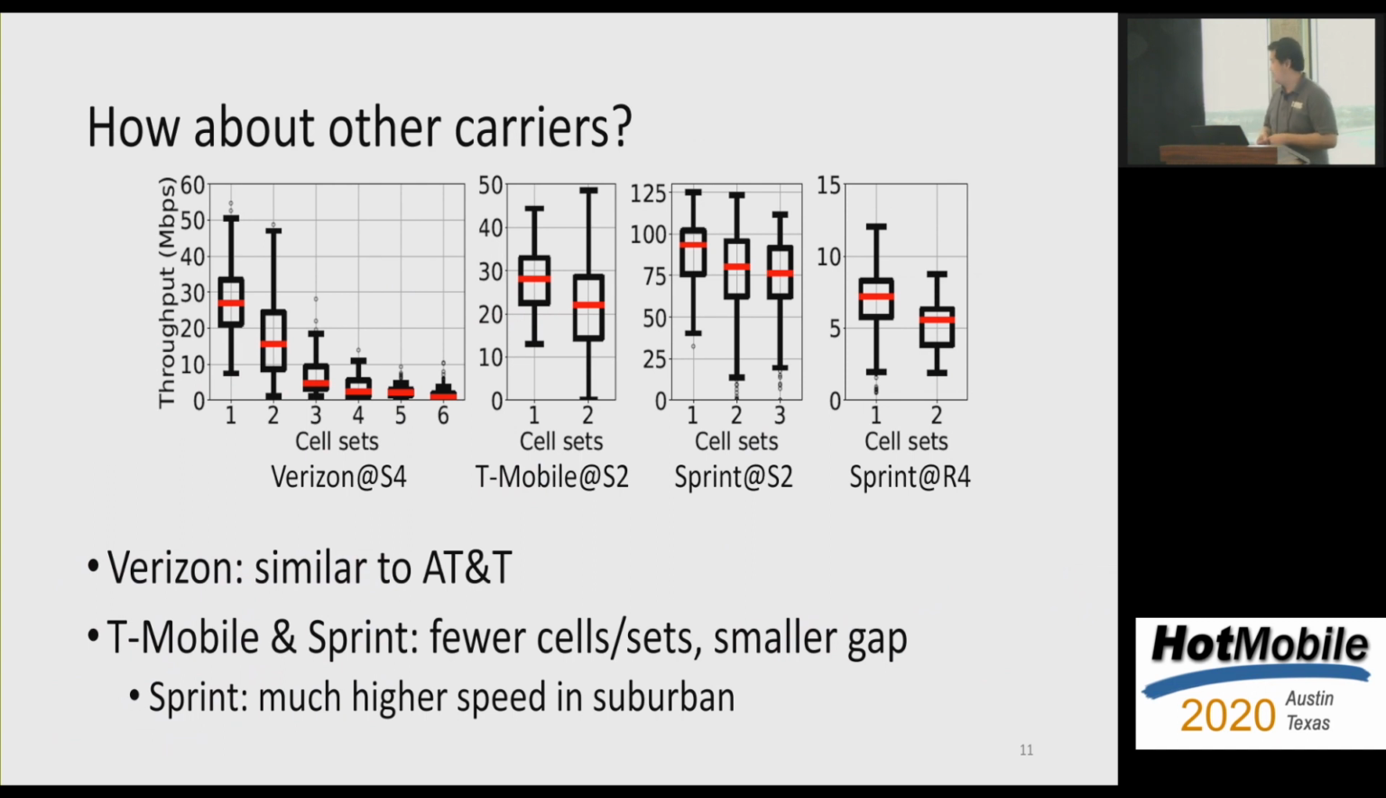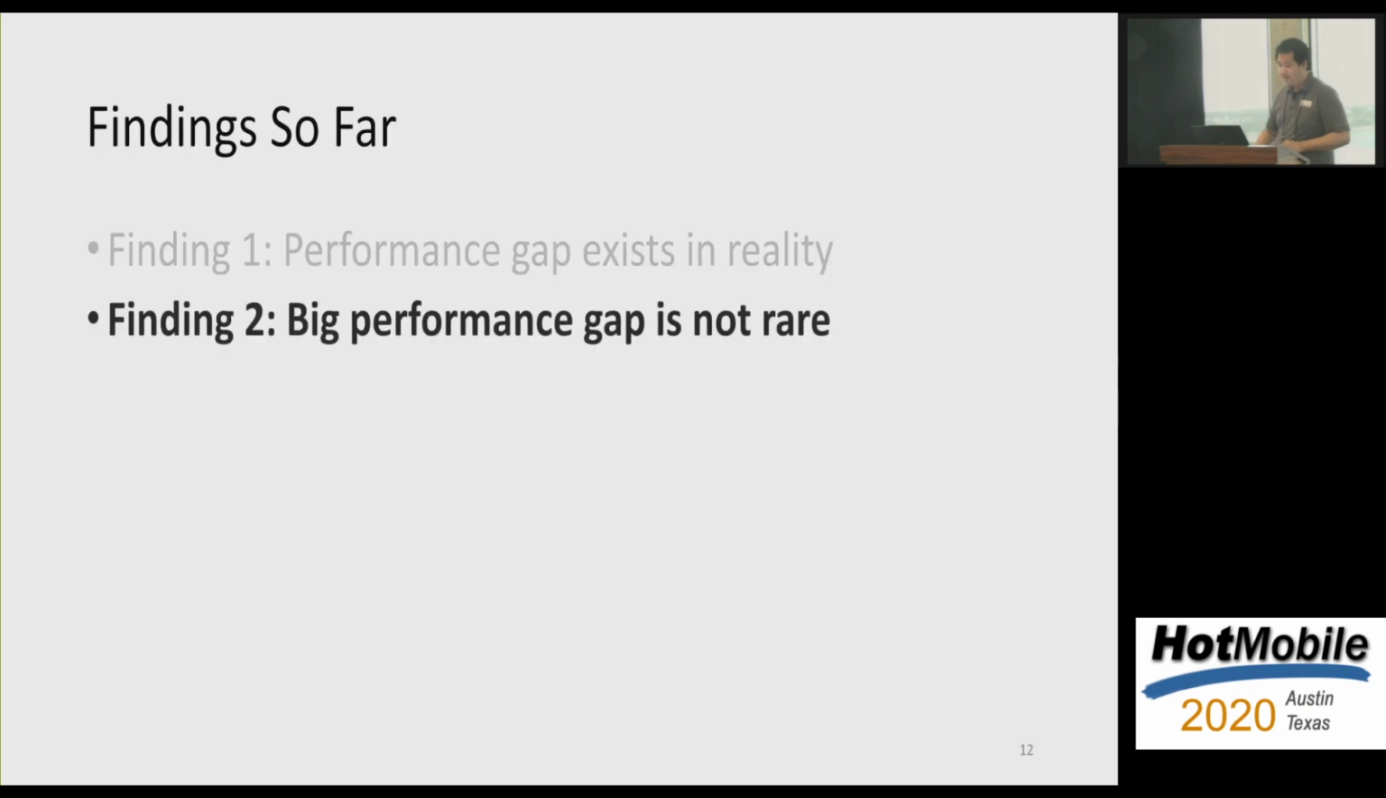We extended our static case study to T-Mobile, Sprint, and Verizon, and we can see that Verizon has a very similar result to AT&T because they both make a pretty dense deployment in the West Lafayette area. For T-Mobile and Sprint, we observe fewer serving cell sets and cells, and also a smaller performance gap. The exception here is Sprint. We observe much higher speed in suburban areas, so we also get a pretty big performance gap. So now we have finding 2, which is that a big performance gap is not rare. At least we found that it happens for all operators in the whole West Lafayette area.